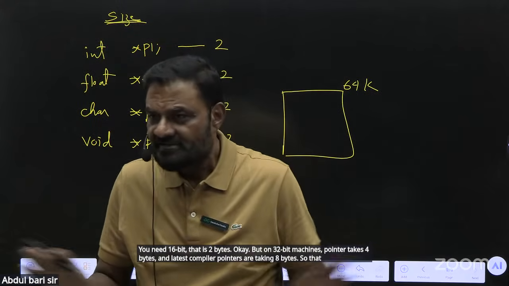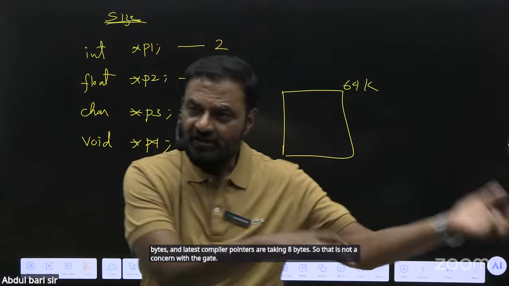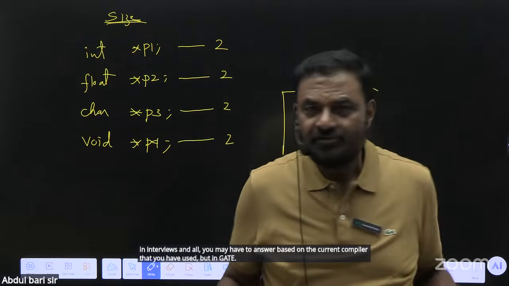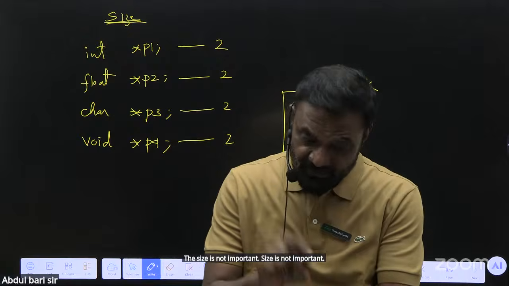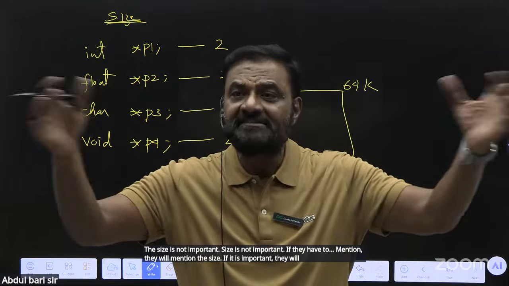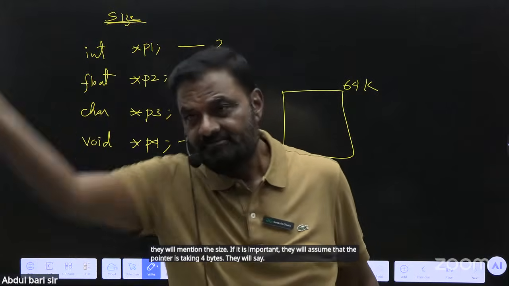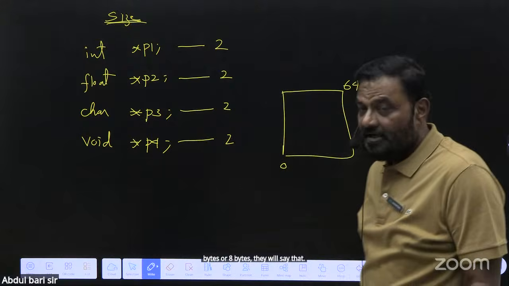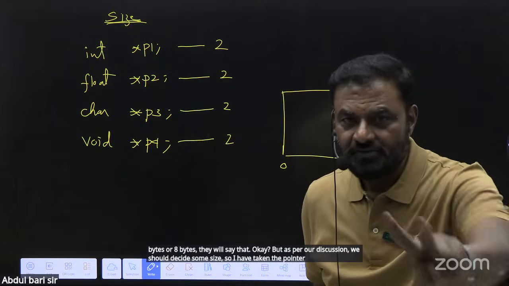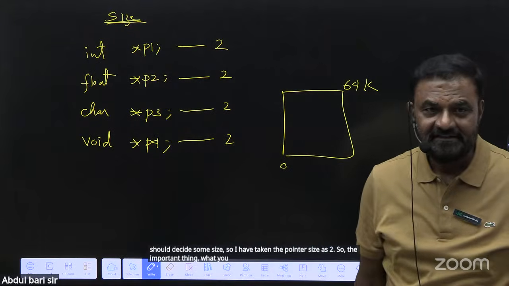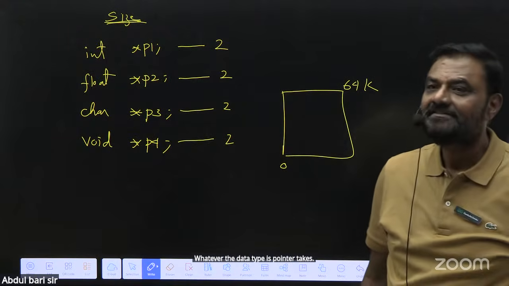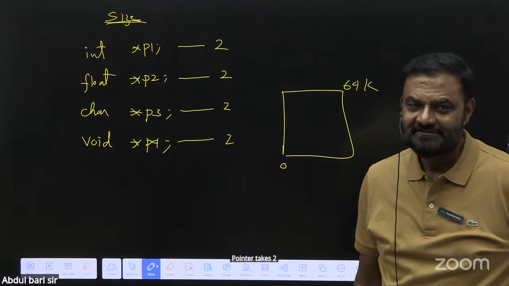So that is not a concern with GATE. In interviews, you may have to answer based on the current compiler that you have used, but in GATE, the size is not important. If they have to mention it, they will mention the size. If it is important, they will say 2 bytes or 4 bytes or 8 bytes. But as per our discussion, we should decide some size, so I have taken the pointer size as 2. The important thing you learn here is that whatever the data type is, a pointer takes 2 bytes only.